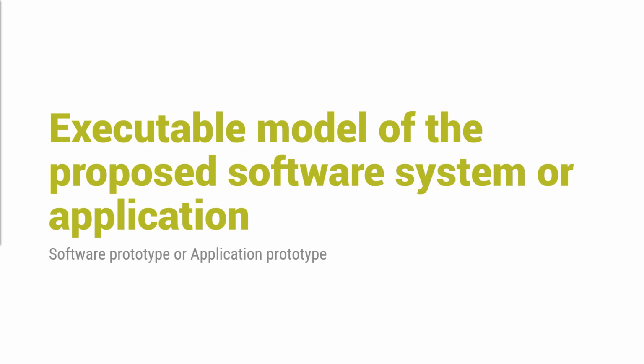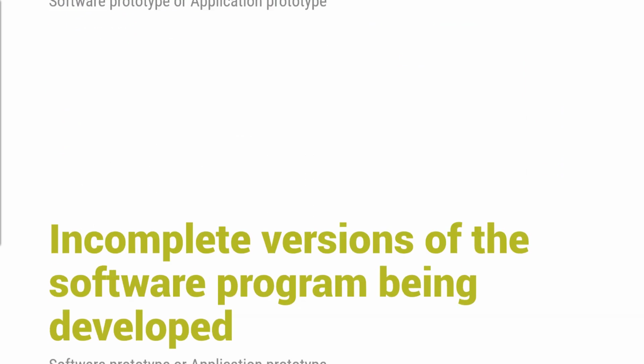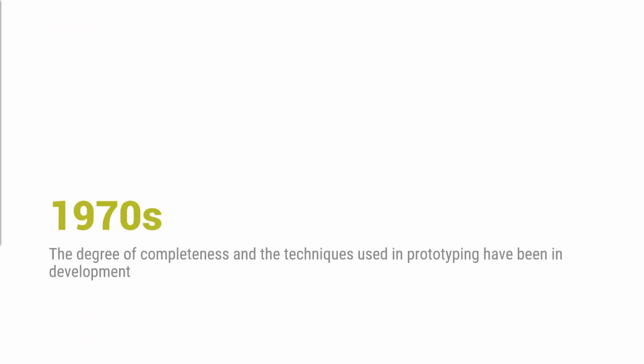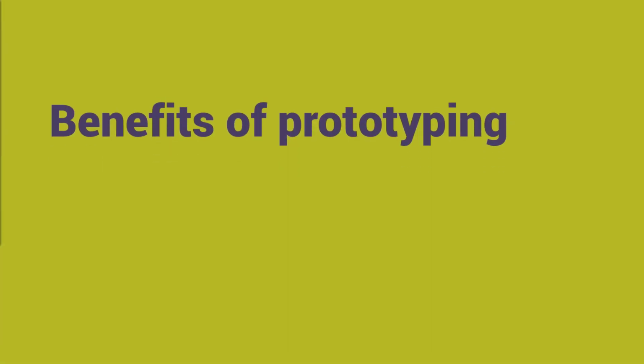But in software and application prototyping, you create a prototype of a software system or application. Like other prototypes, you create an incomplete version of the program that is being developed. We already discussed prototypes, their degree of completeness, and the technique of making them, which was developed in the 1970s.